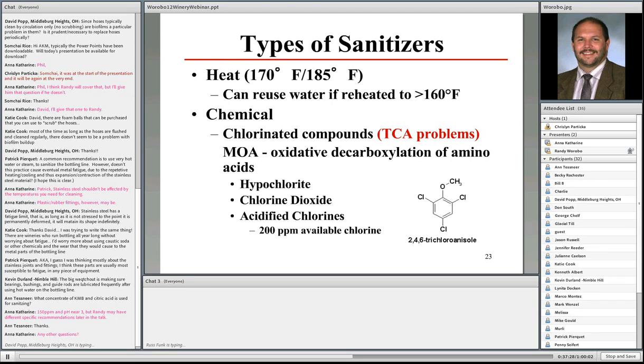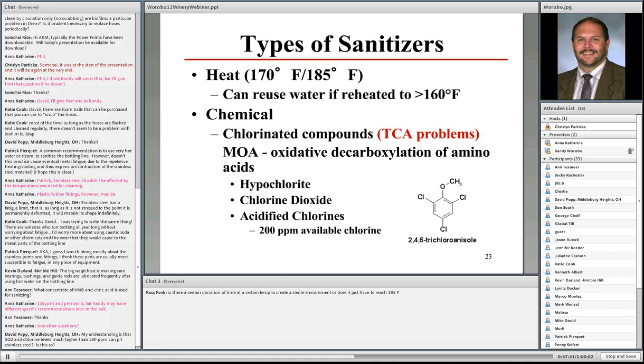Chlorine dioxide is very commonly used in the dairy industry and a lot of the other food industries. It does not participate in the production of TCA, so its use is increasing in the wine industry because it doesn't have that negative defect associated with it.